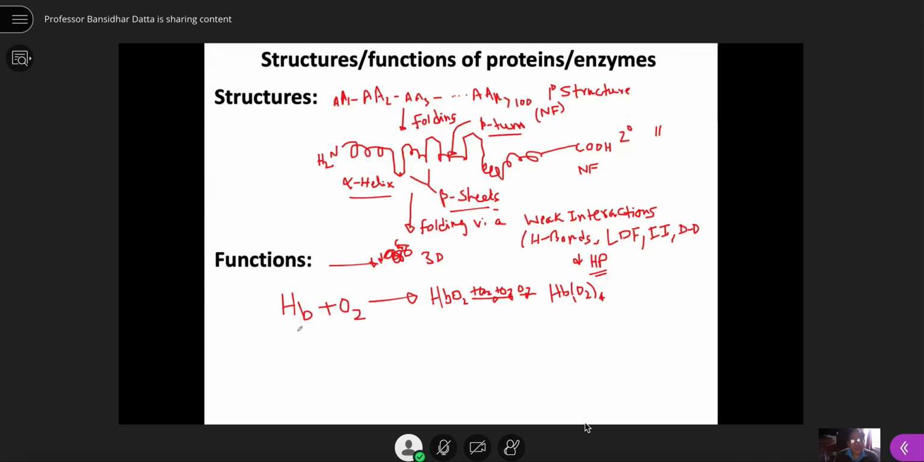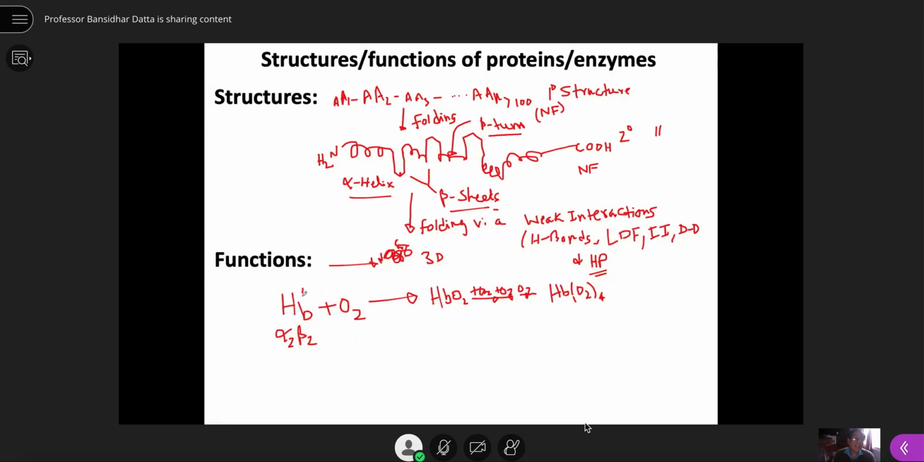Hemoglobin has 2 different types of protein. One is called alpha protein, it's a name, and the other is beta protein. Remember, ATP synthase has alpha, beta, gamma, something like that. Similarly, these are subunits. So it is alpha 2, beta 2, with 2 alpha polypeptides and 2 beta polypeptides. Each polypeptide binds 1 oxygen. So that's basically Hb(O2)4, and it goes to circulation.